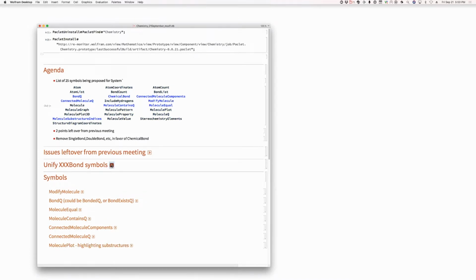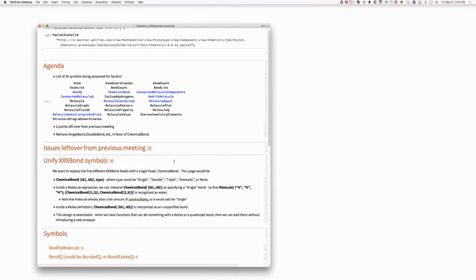Okay, so first thing, I really like the idea of changing this to be chemical bond for all of our chemical bonds. In which case that should become chemical bond Q. Okay, right, noted. Yeah. A chemical bond count, chemical bond list. Makes sense? Yes.